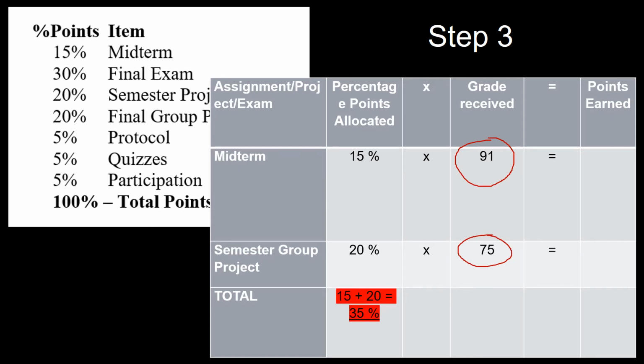Okay, so now you see that while the first one you did really well, that was only worth 15 percentage points. The semester group project in this case was worth 20 percentage points, but you did not do as well, so you only got a C. Okay, so that is step 3. You fill that in for all of the assignments that you have already received a grade on.